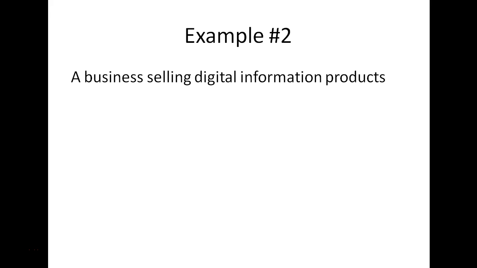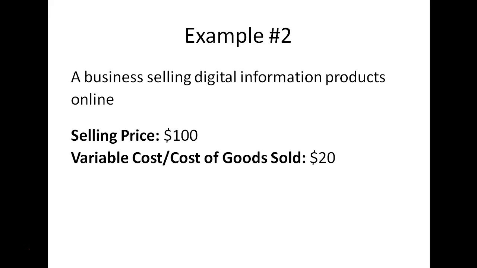We're going to carry on with the example we used in the last video, which is a business selling digital information products online with a selling price of $100 per course, and the variable cost, the cost of goods sold that relates to each sale, is $20. The fixed cost of the business is $2,000.